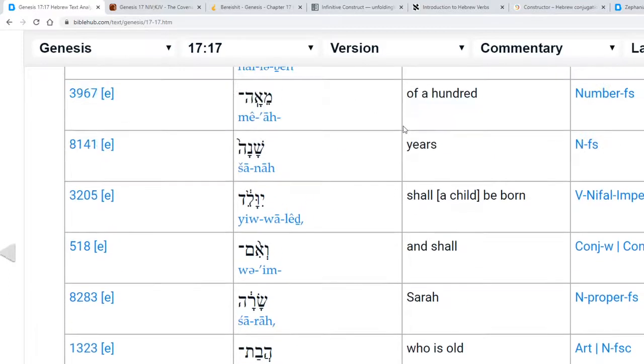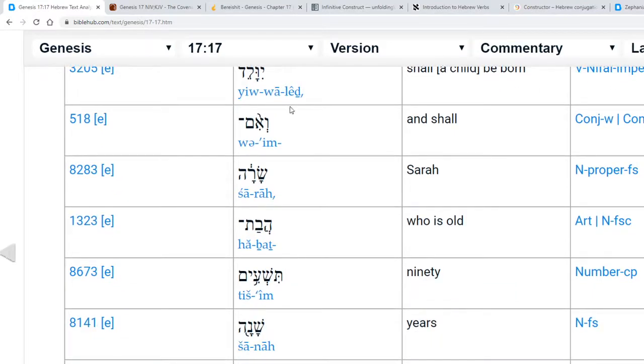Okay, yivaled, shall be born, right? Their morphology that they're giving is nifal imperfect, okay, which is acceptable. Ve'im, so conjunctive vav, im is with, but actually, no, this is im, if. It's kind of a question word. Is it, right? He's asking a question again. Sarah, ha bat, again, the article is being used to ask a question. Ha bat tish'im shana teled, right? Will Sarah at 90 years old give birth, right? She's already old.